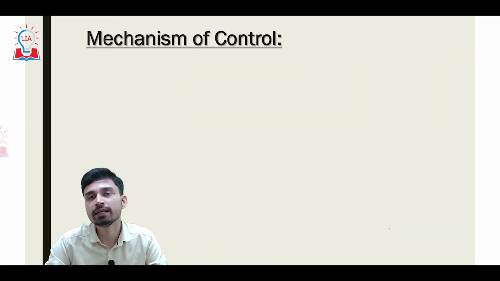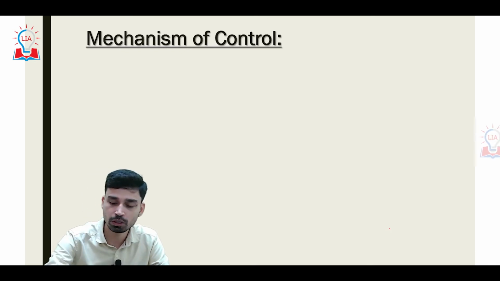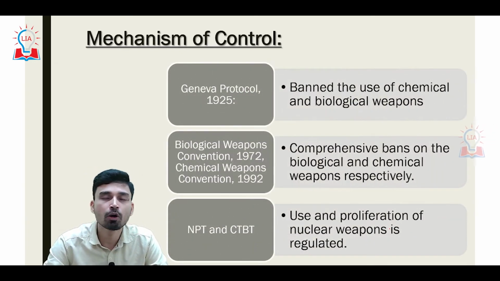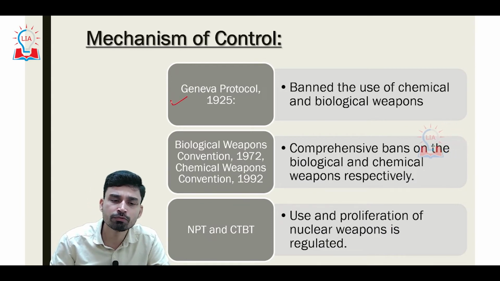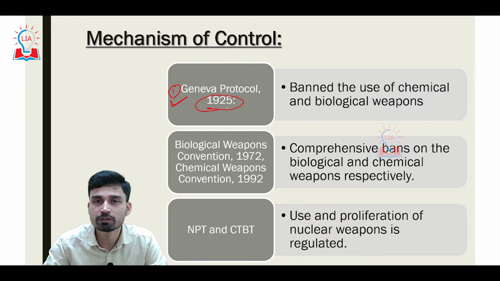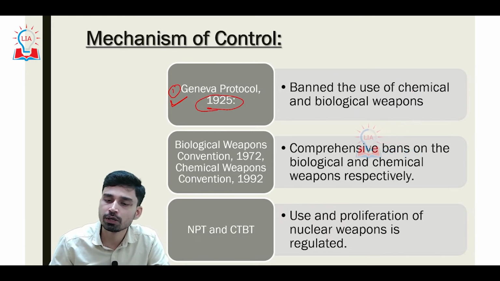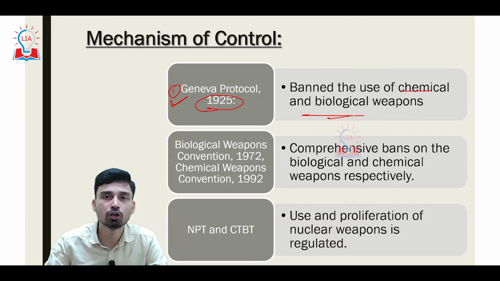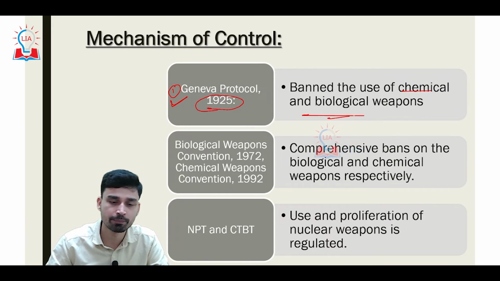So on the international scale, what are the mechanisms to control the proliferation or production of chemical and biological weapons? There are three to four main conventions. The first of them, the oldest one, is the Geneva Protocol that was signed in 1925, which banned the use of chemical and biological weapons during war or peacetime.